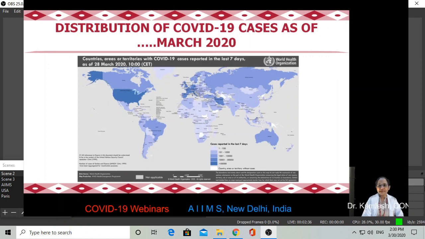The distribution of the COVID-19 cases as of 29th of March 2020 can be seen in this slide: the various countries, areas or territories with COVID-19 cases reported in the last 7 days. If we look here, most of the areas which are darkest blue, that is North America, the European countries or Middle East countries, the intensity of these cases is over 10,000 and even at places more than 50,000. In India, if we take a look over here, it is ranging somewhere between 101 to 1,000 cases in the past 7 days.